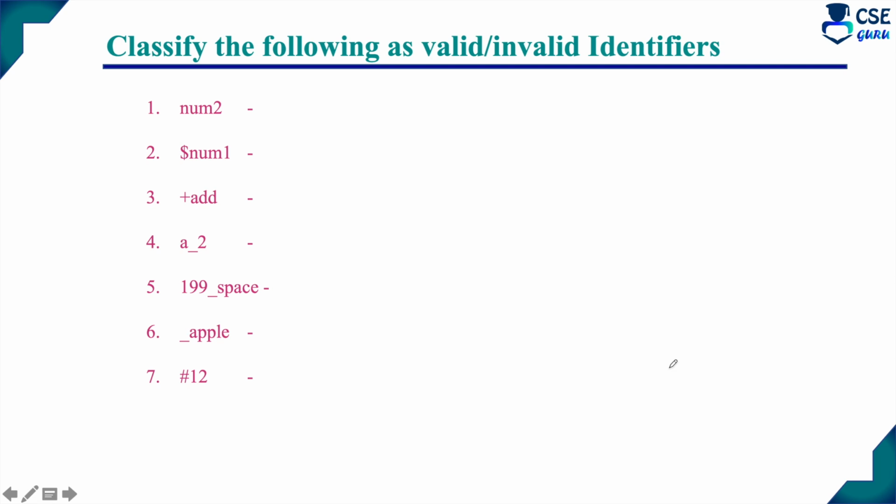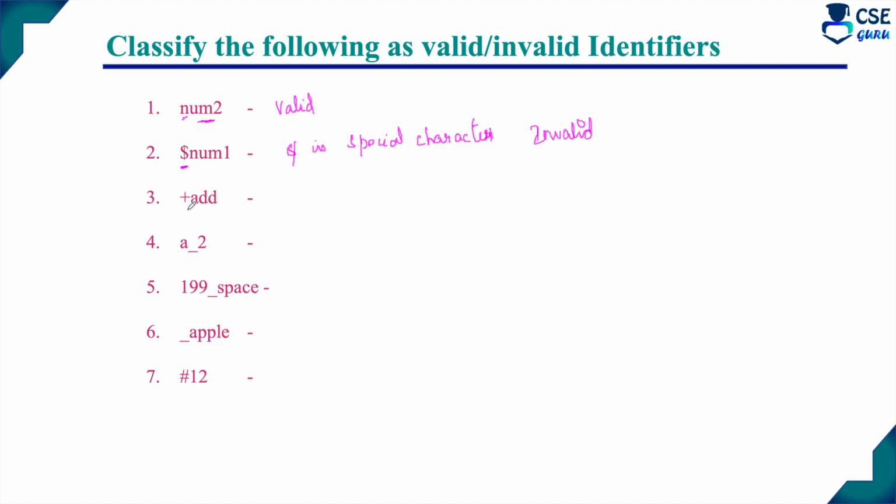And here they have given a few variable names or identifier names. We have to specify whether it is a valid variable or an invalid variable, and we have to provide the reason also. Number 2, it is valid because it starts with a character. You can combine characters as well as numerics. There is no white space or any other special character, so it is valid. The second one, if you are considering, is invalid. The first character is a special character. Dollar is a special character. So you should not include a special character for naming a variable. So this is invalid.